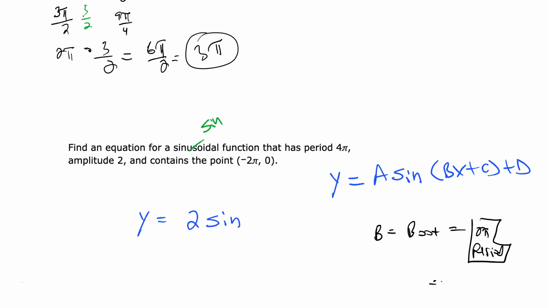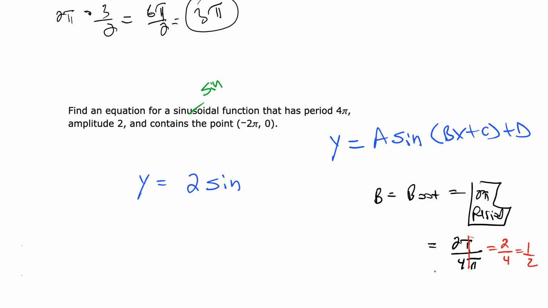So b is equal to 2 pi over 4 pi, which is equal to what? Well, the pi's wipe out, right? So it's 2 over 4, which equals 1/2. Okay, so we found our b. We know b is equal to 1/2. All right, so 2 sine, then we have 1/2 x and plus c, but we haven't really done a side-by-side move.